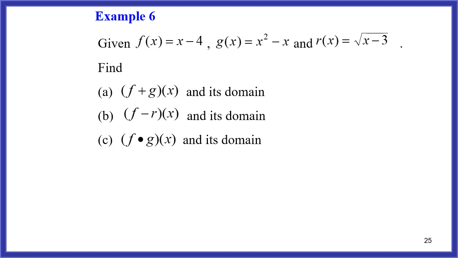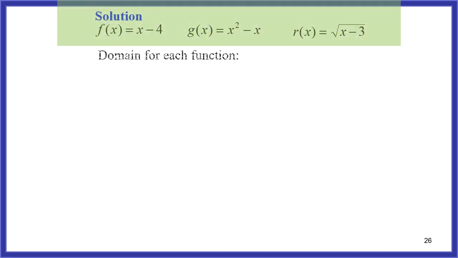Okay, so let's do example 6. Given f(x) equals x minus 4, g(x) equals x squared minus x, and r(x) equals the square root of x minus 3, find f plus g and its domain. So what is f plus g? We add up the functions f and g. What is f? x minus 4. What is g? x squared minus x.